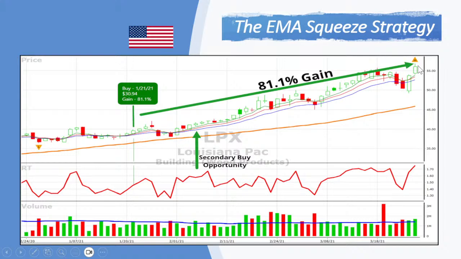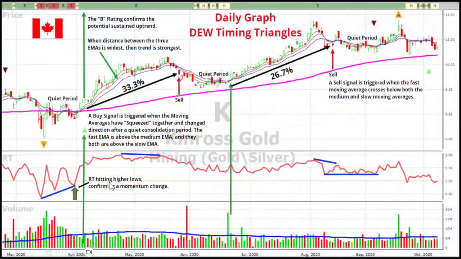In this case, this was almost an 82% gain. The 5-day EMA did not close below both the 8 and the 13 here. They squeezed together, giving you another secondary buying opportunity. You can add to the initial position that you took back here on January 21st of 2022. Lot on this chart, but I think you guys get the point.